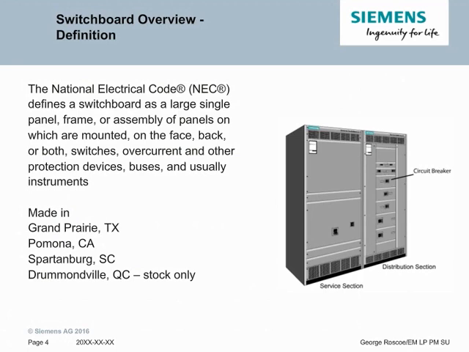It is made in several plants across Siemens. It's made in Grand Prairie, Texas as the primary plant. Pomona, California, and Spartanburg, South Carolina handle our less complex switchboards on a regional basis. And recently, Drummondville, Quebec has come on as our plant for stock switchboards.